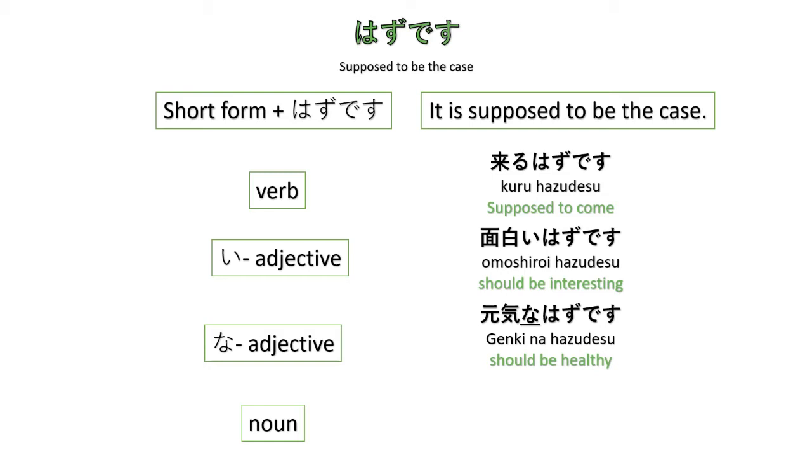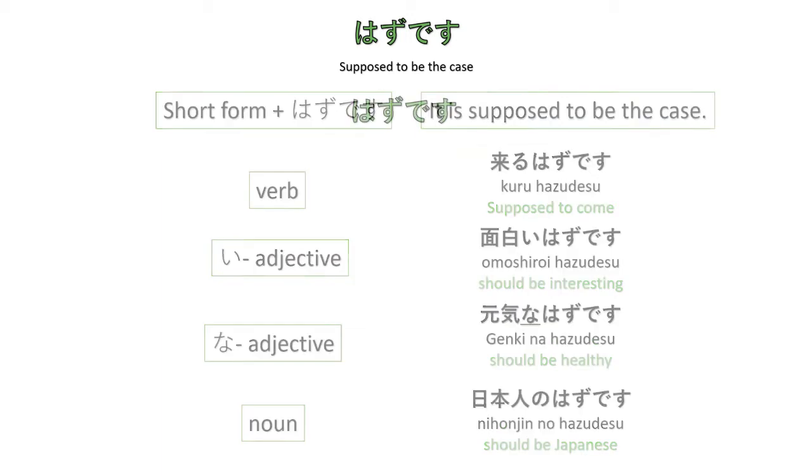For na-adjective, we add na in between the adjective and hazu desu. So we have genki na hazu desu. Should be healthy. For noun, we add the particle no between the noun and hazu desu. So here we have Nihonjin no hazu desu. He should be Japanese based on his words.